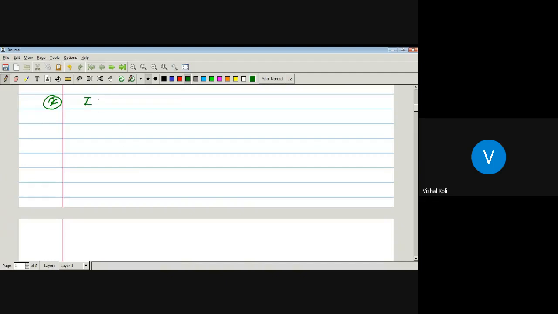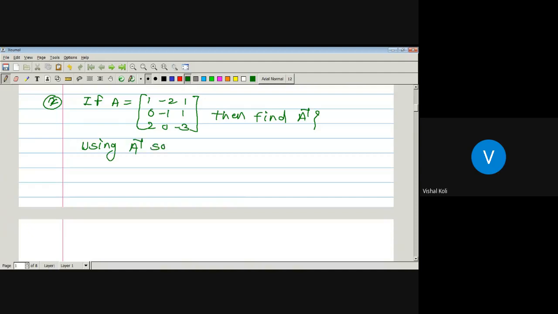If matrix A is equal to [1, minus 2, 1; 0, minus 1, 1; 2, 0, minus 3], then find A inverse, and using A inverse, solve the following system of linear equations.